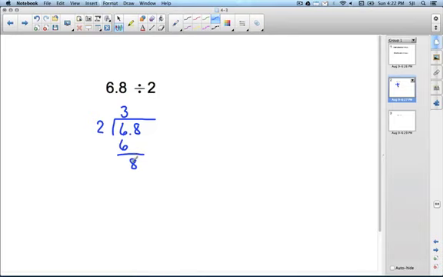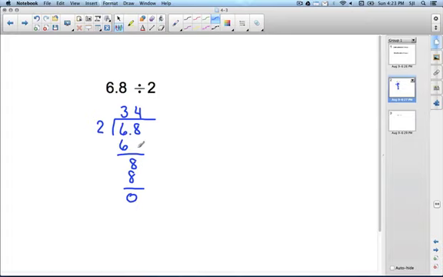2 goes into 8 how many times? 2 goes into 8 4 times. So I'm going to put the 4 right above the 8. And then I'm going to multiply. 4 times 2 is 8. So I end up getting 0. So I'm all done. I have no more numbers to divide into.